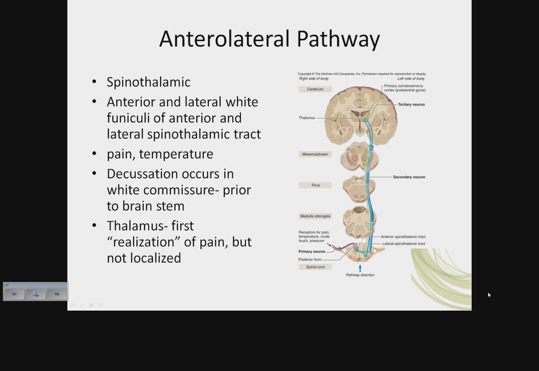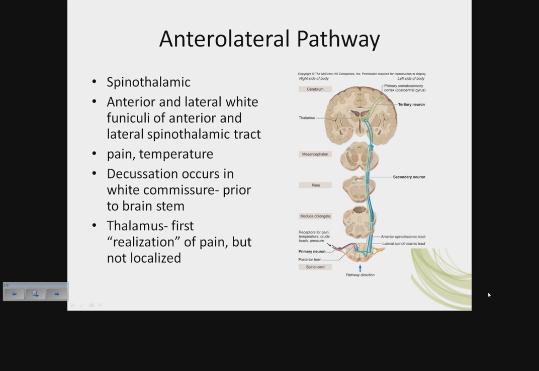So how's the anterolateral pathway different than the posterior funiculus medial lemniscal pathway, which, boy, is that a mouthful of words to say. It's similar, first of all, in that it has a three-neuron chain, which so did the posterior funiculus medial lemniscal pathway. But it's different.